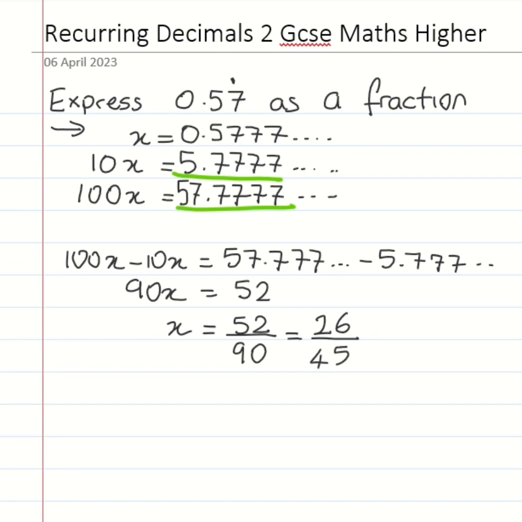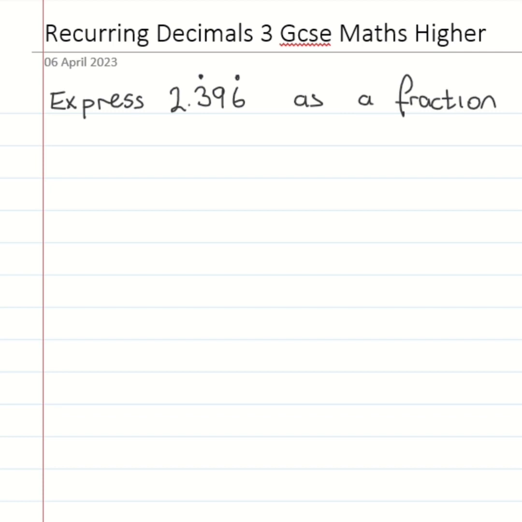That's it. Hi, this is the third and last video on recurring decimals. Our first step would be defining this recurring decimal as x. And since the dots are above 3 and 6, all the numbers between 3 and 6 will repeat. Therefore, x will be 2.396 and dot dot dot.